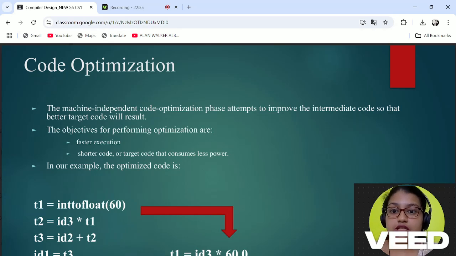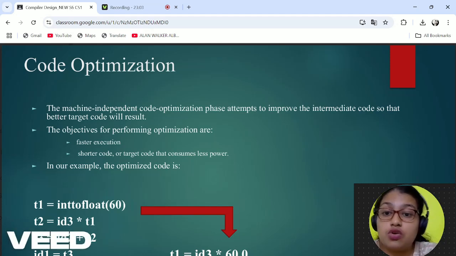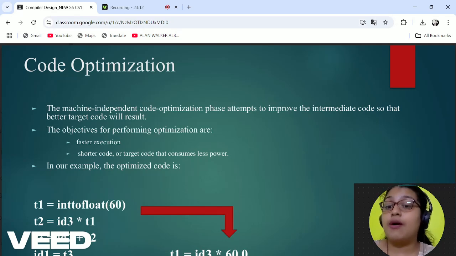What are the objectives for performing optimization? Why do I need to make the code more optimized? Because I want faster execution, I want the code to be shorter, or maybe I want the target code to consume less power. For all those reasons, I want to make my intermediate code much more optimized.